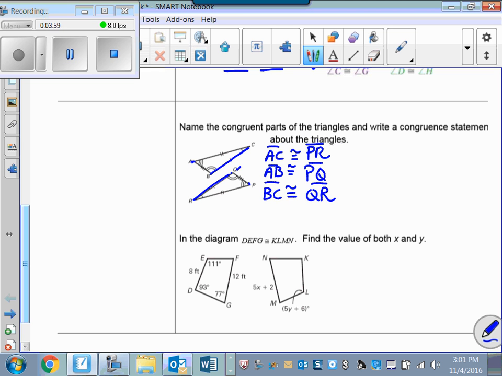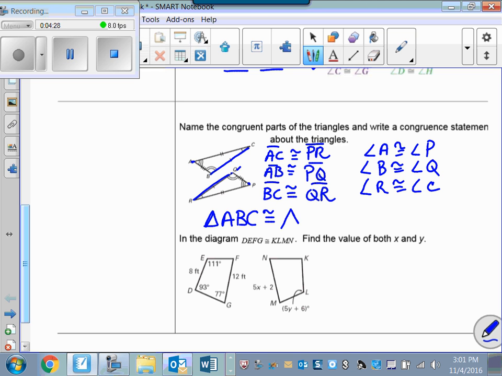Okay, let's name the congruent angles. Angle A is congruent to angle P. Angle B is congruent to angle Q. And angle R is congruent to angle C. And now we need to write a congruent statement regarding these triangles. So let's start with triangle ABC, and we're going to say that is congruent to PQR. Order does matter. The corresponding vertices have to be in the same order.